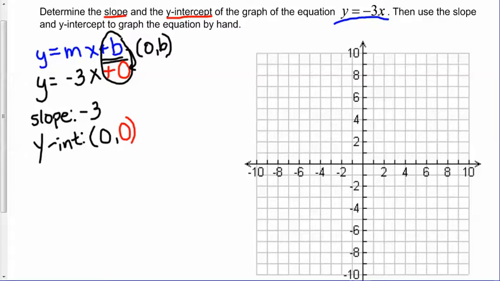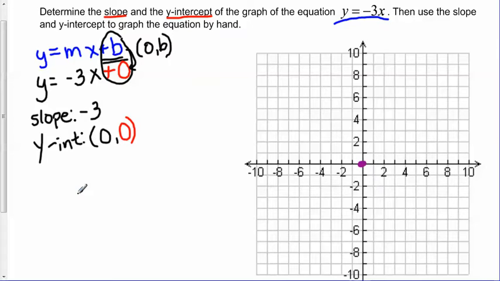So now we've determined the slope and the y-intercept, and now we want to use those to graph this equation by hand. So let's start by plotting the y-intercept. That's always where we start with these problems, by looking at where the y-intercept is. In this particular problem, the y-intercept is going to be right at the origin. So that's where we're going to start. We're going to put a point right there at the origin.